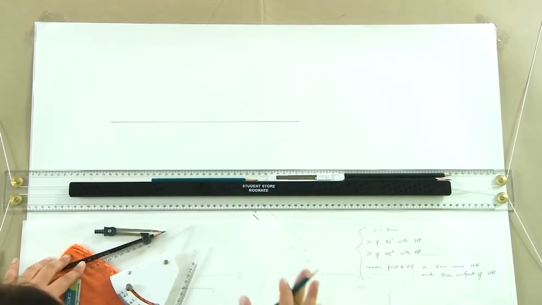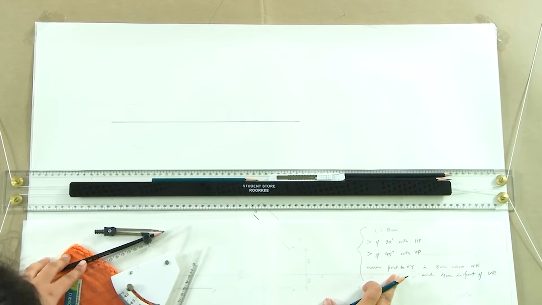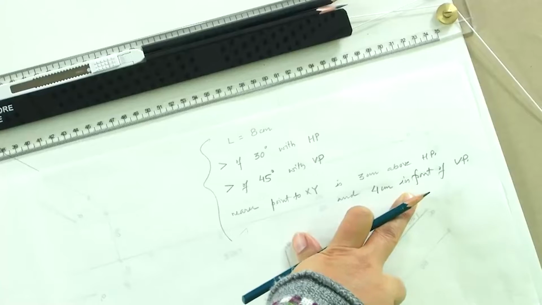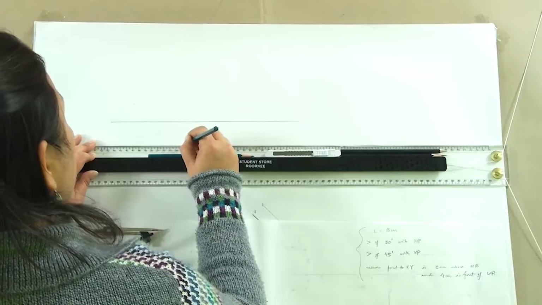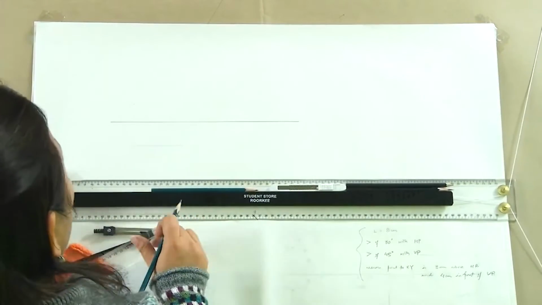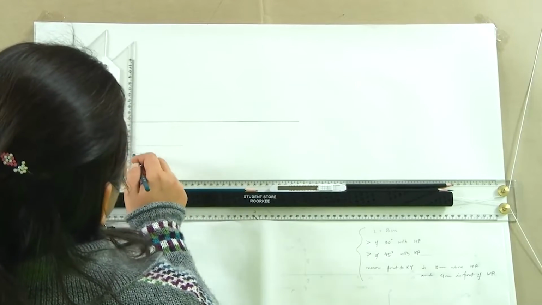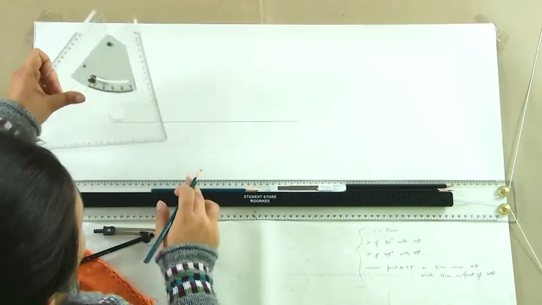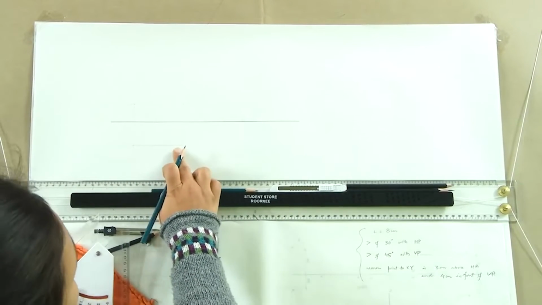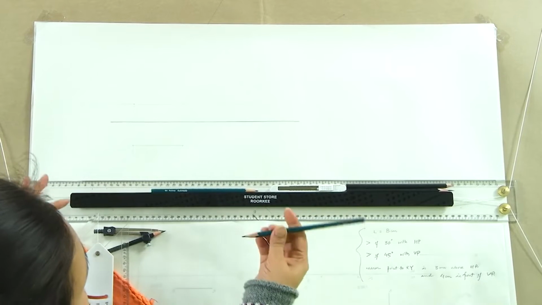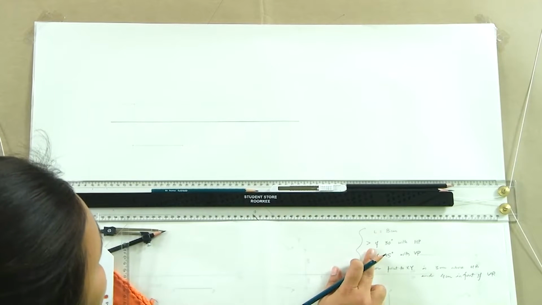Now, assuming that we had a line which was parallel to both the planes and it was 3 centimeters above HP and 4 centimeters in front of VP, what would we get? We would get this line which is 8 centimeters long and is parallel to both the planes. So, these are the two lines which are going to be considered when the line is to start with parallel to both the planes. Now, let us incline this line at an angle of 30 degrees with HP.